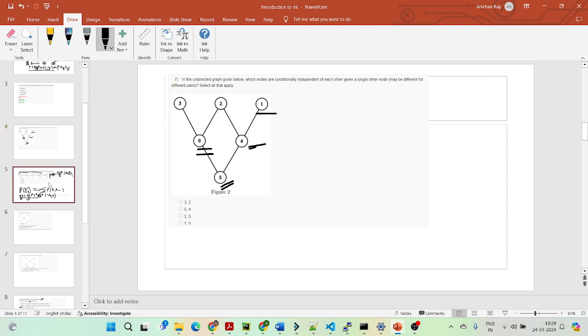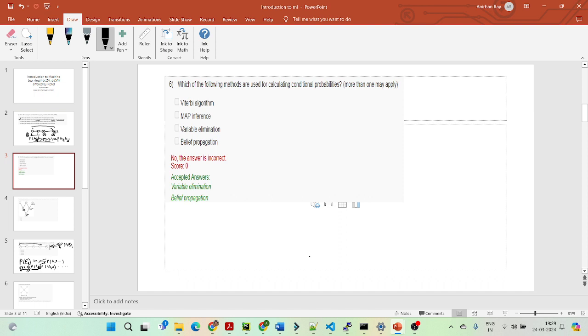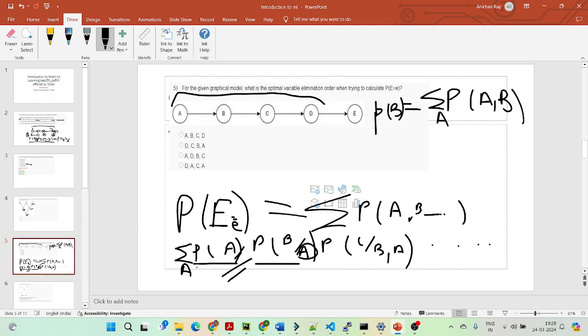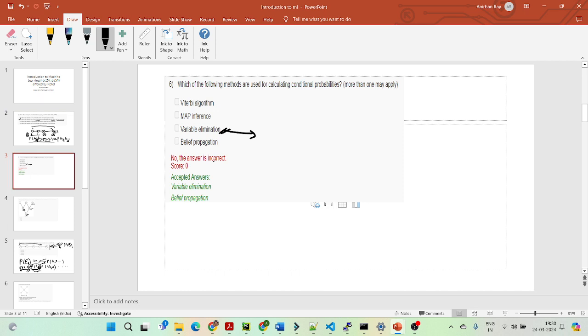Which question was this? Question number 5. Let's go find question number 6. Which is the method for conditional probability? As you see, variable elimination is what I have discussed right before. That is the marginalization, with which you can calculate the conditional probability like this. So this is the answer. And belief propagation, as you can see in the theory, is where some knowledge is delivered, like a bias, through which you can calculate the conditional probabilities.